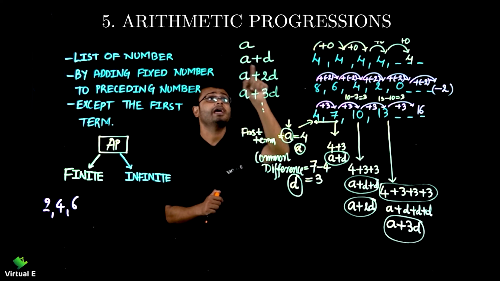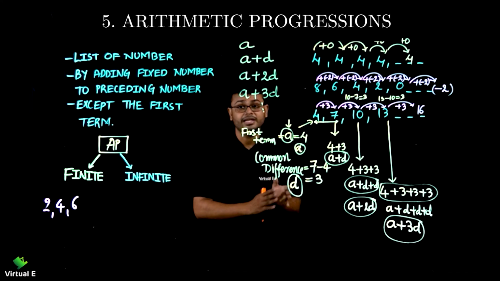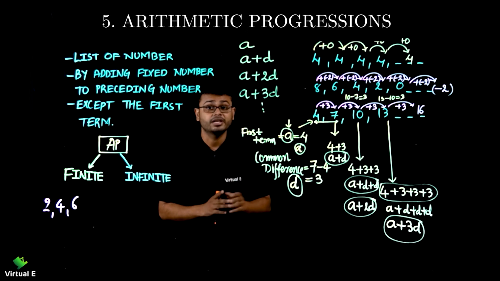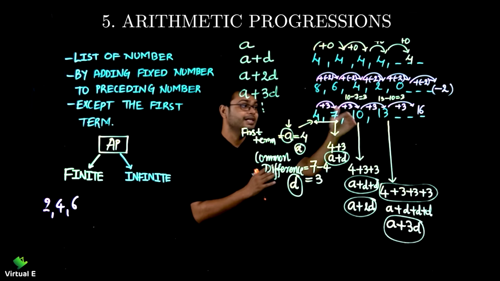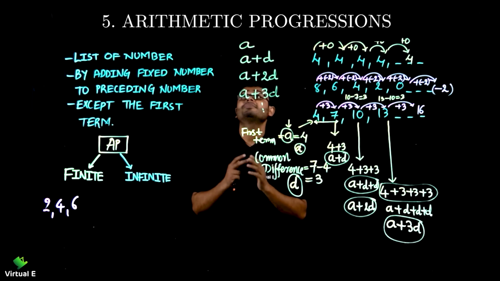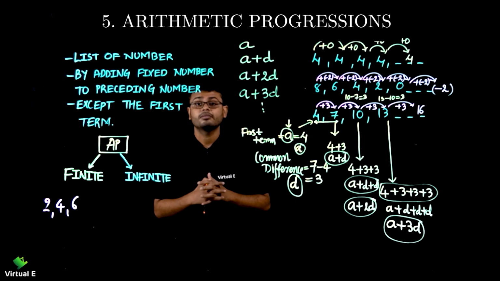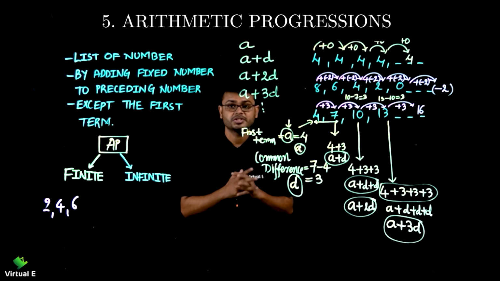Remember what a and d are. a is the first term, from where you are starting. d is the common difference. It is the fixed number that we keep adding to get the new term in the AP. So this was the basic idea behind the arithmetic progression. In the next session, we are going to solve a few problems based on it.